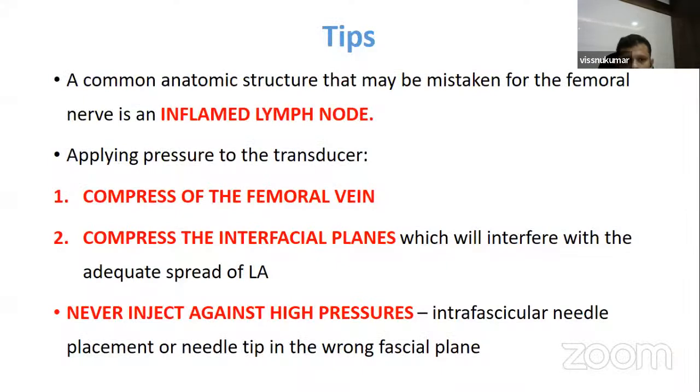So, some tips. The most common anatomic structure that may be mistaken for the femoral nerve is an inflamed node. So always get a history of two things: whether the patient has a history of cancer, and whether the patient has had any tuberculosis. And always apply gentle pressure to the transducer.